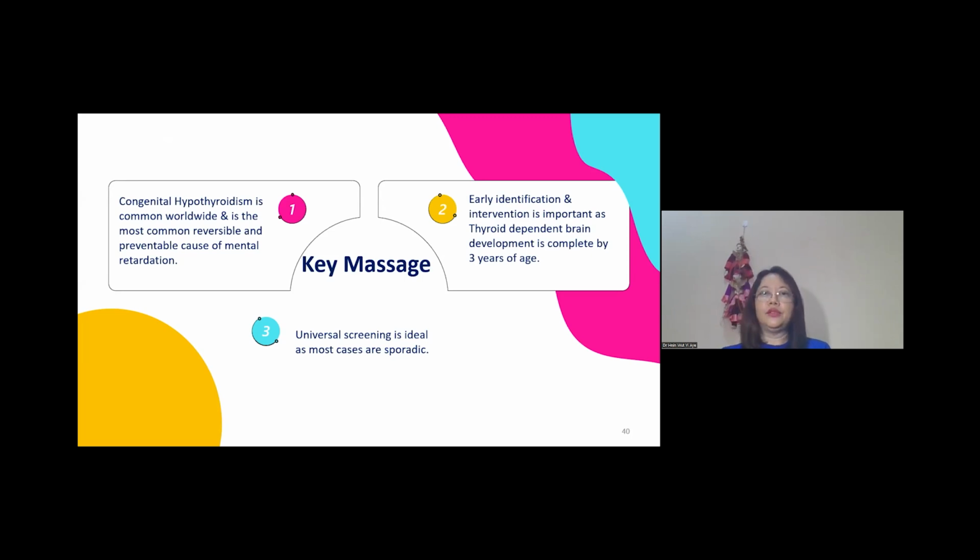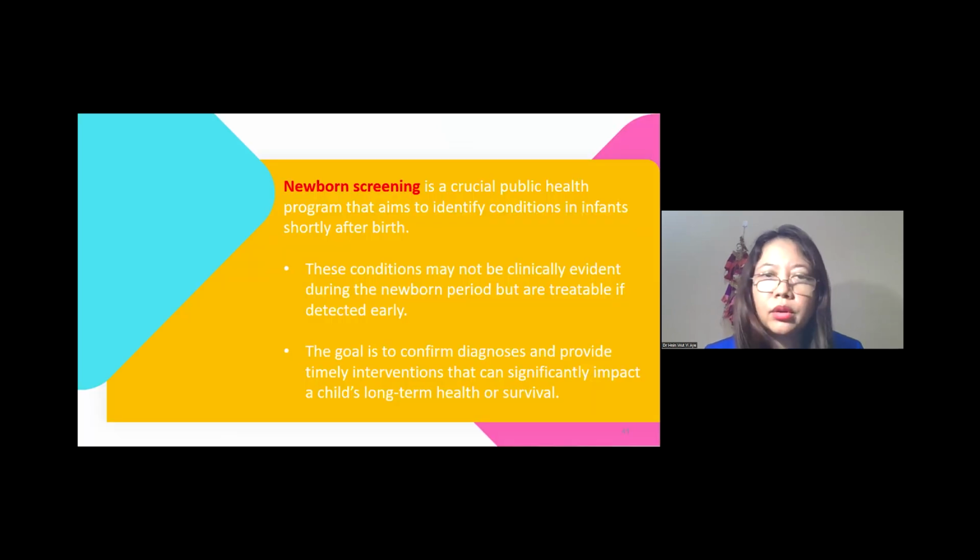So in this case, a universal newborn screening program is ideal, as most cases are sporadic and there may be many hidden cases. So let's go over a few points about the newborn screening program. Newborn screening is a crucial public health program that aims to identify conditions that happen shortly after birth. These conditions may not be clinically apparent during the newborn period, but can be detected early. The goal is to confirm diagnosis and give timely interventions that can significantly affect long-term child survival and long-term health.